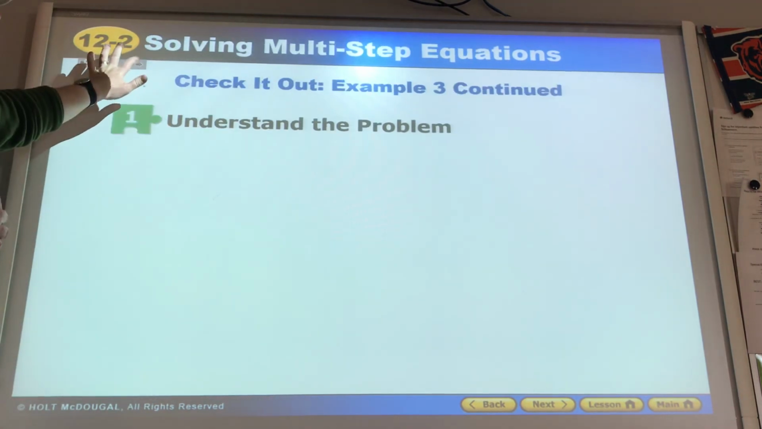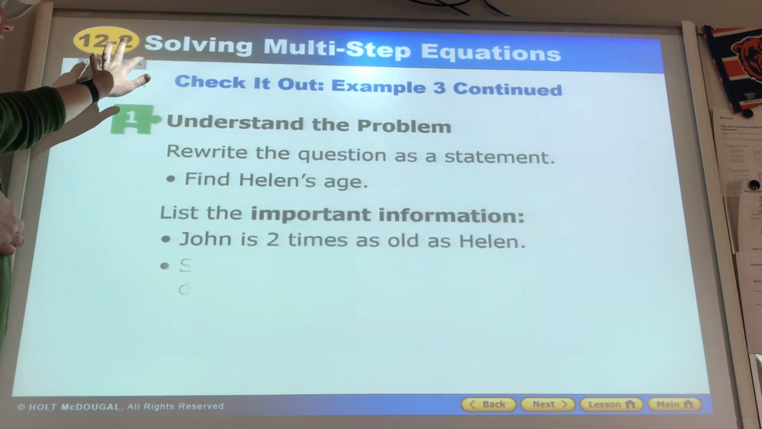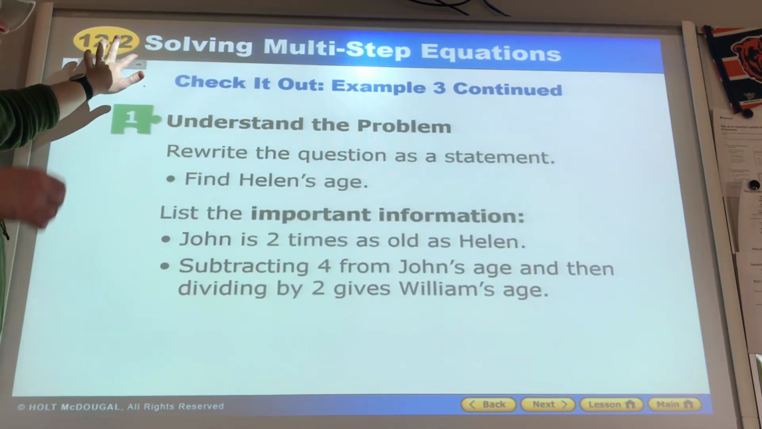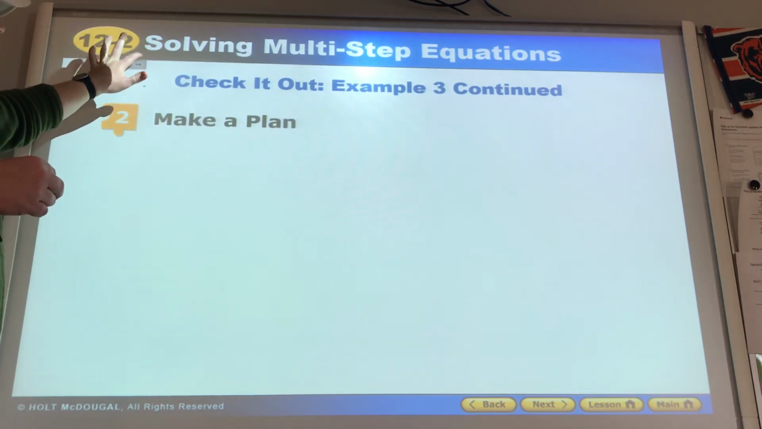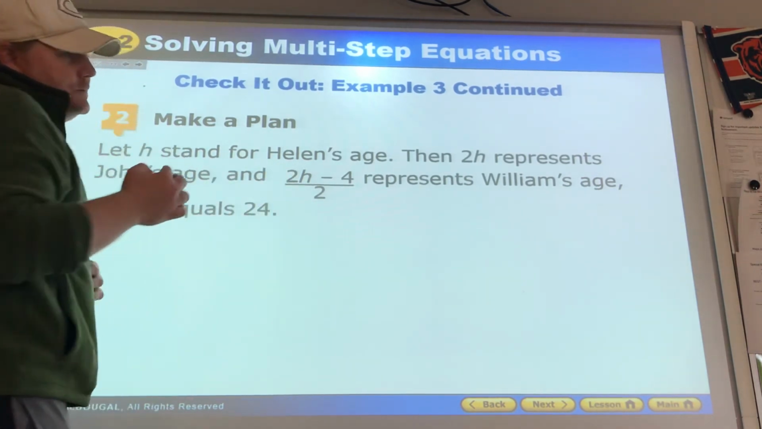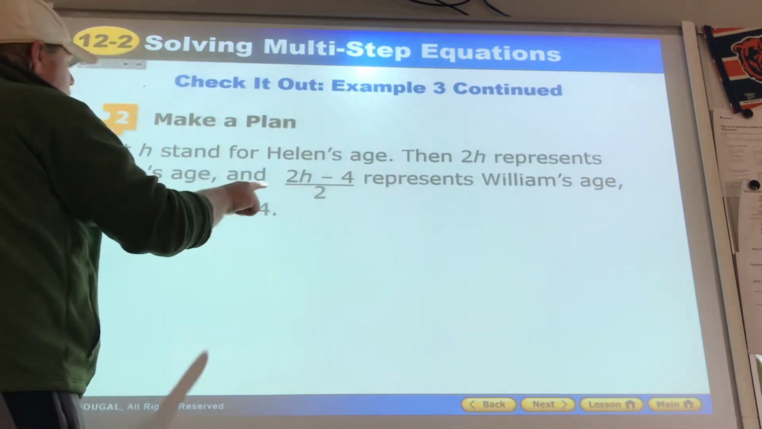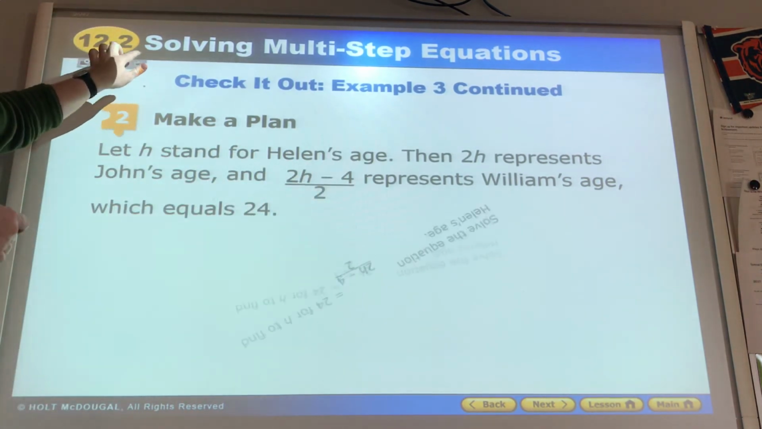All right, so we look at all the information we have. Helen's age, that's what we want to find. John is 2 times as old as Helen. Subtracting 4 from John's age, dividing by 2, that gives us William's age. William's 24. Make a plan. Oh, 2 times h, which would be Helen's age. I used an a for it. All right, minus the 4. Divided by 2, that gives us William's age. Now we got our equation going.